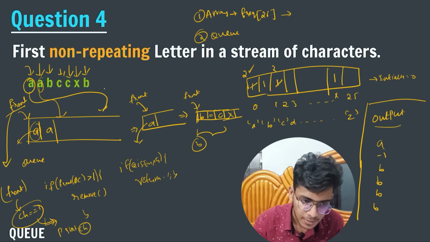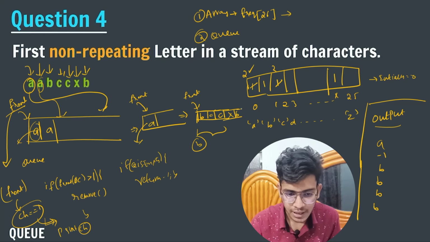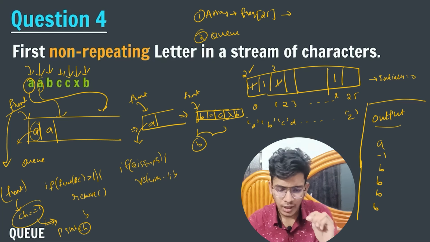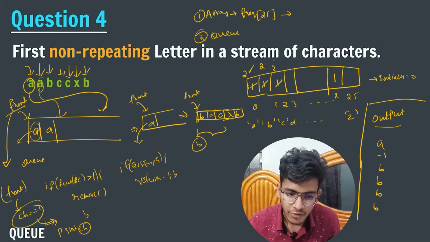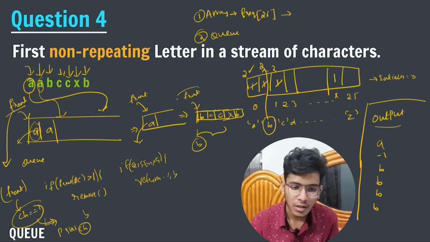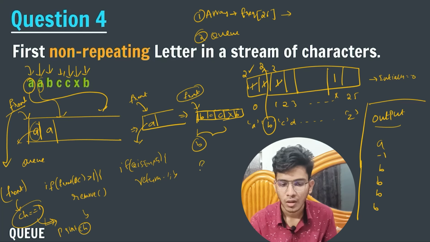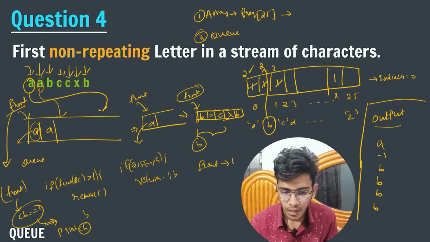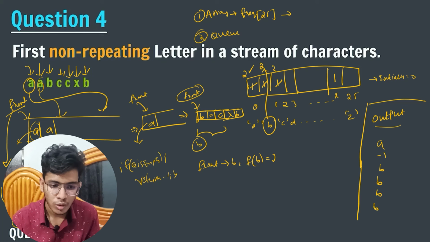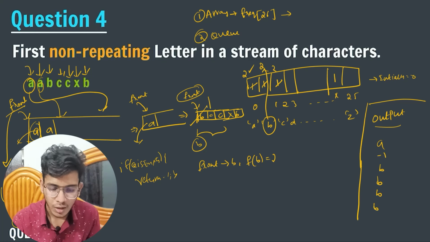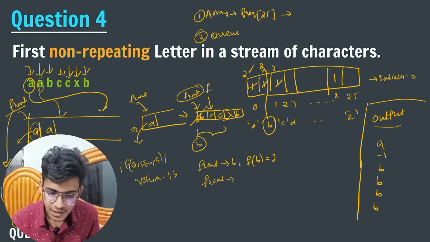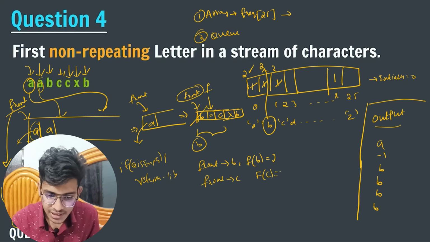Now after that, I will come here and I will add B in my queue. After adding, the occurrence of B will become 2 now, from 1 to 2. Now I will check what the front element is. The front element is B now, and the frequency of B is 2. So I will remove this element. Now C will become the front element. Now the front element is C, and the frequency of C is again 2.